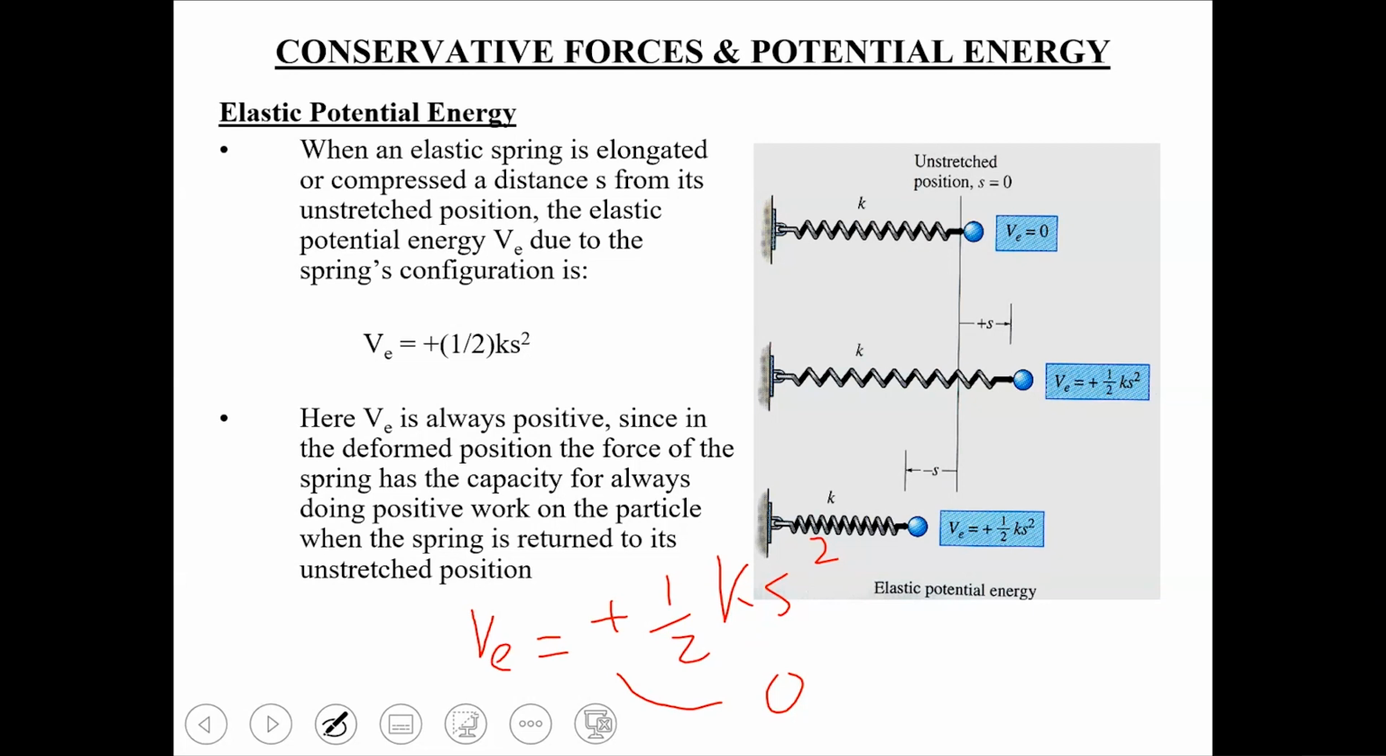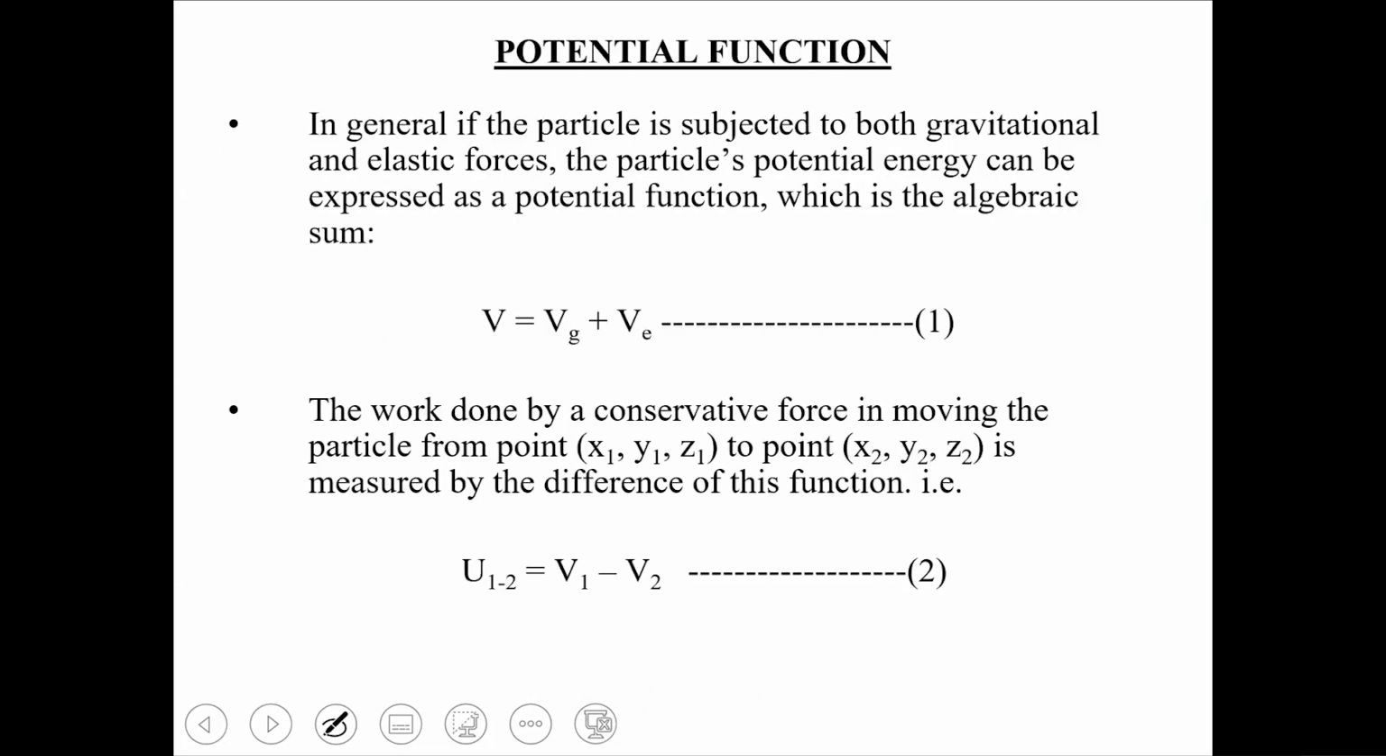Okay, now the total potential energy, as we have defined earlier as well, is going to be represented by capital V, which is going to be the algebraic sum of the gravitational potential energy and the elastic potential energy. So, जब हम potential energy या potential function की बात करते हैं, तो basically we are talking about the algebraic sum of the gravitational as well as elastic potential energies.